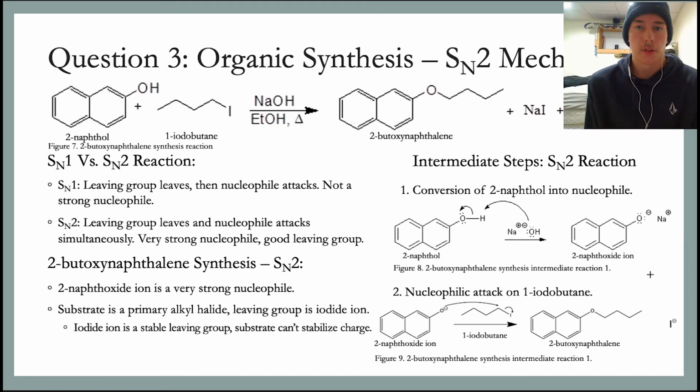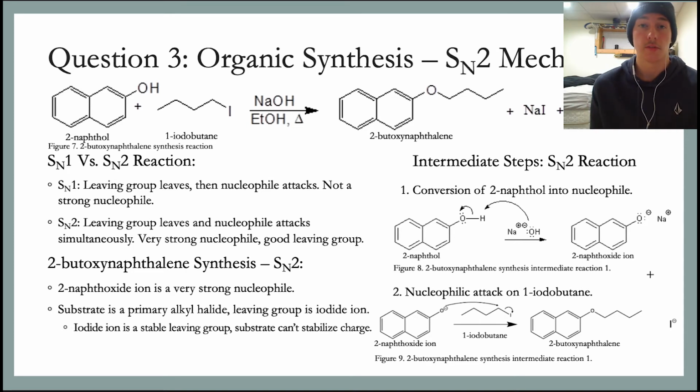Continuing the discussion from earlier on the reaction mechanism present in the synthesis of 2-butoxynaphthalene, we look at SN1 versus SN2 reaction mechanisms. In SN1, the leaving group leaves first, which generates a carbocation, and then after the leaving group is gone, the nucleophile attacks. Whereas in SN2, the leaving group leaves and the nucleophile attacks at the same time. It's also noted that in SN1, it's usually not a very strong nucleophile attacking the substrate, whereas SN2 usually has a very strong nucleophile as well as a good leaving group that can stabilize the charge. The presence of a strong nucleophile and a stable leaving group in SN2 reactions is what results in the nucleophile attack and the exit of the leaving group occurring simultaneously.